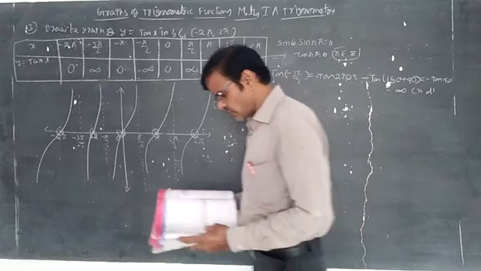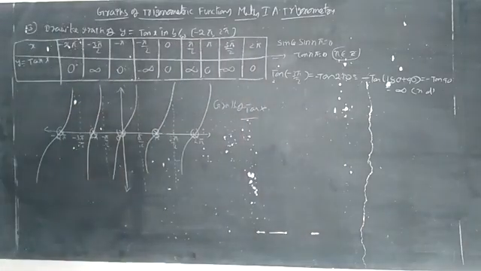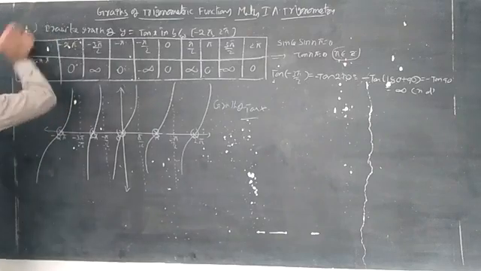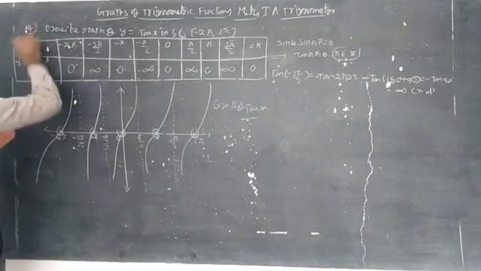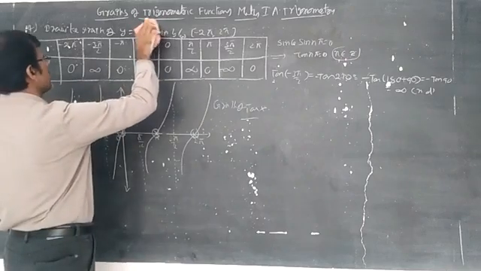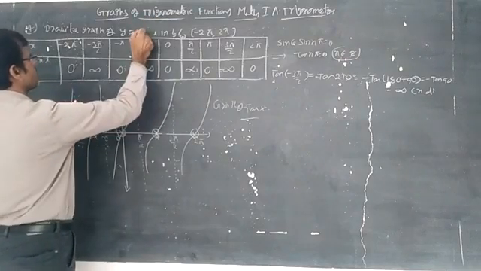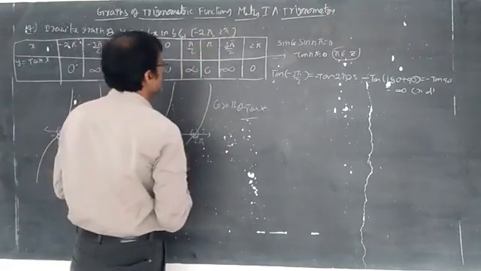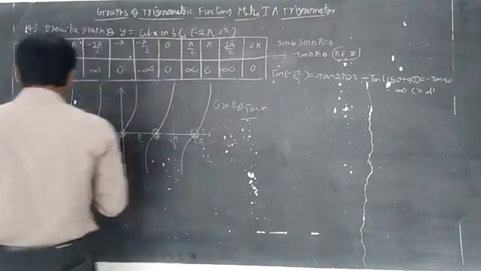This is the graph of tan x. Now let us draw the graph of cot x. Again, fourth question. Write the same question, same manner. Draw the graph of y is equal to cot x in between minus 2 pi, comma, 2 pi.